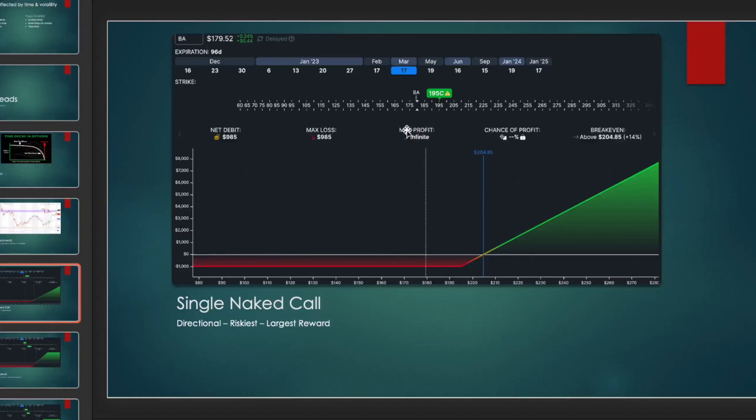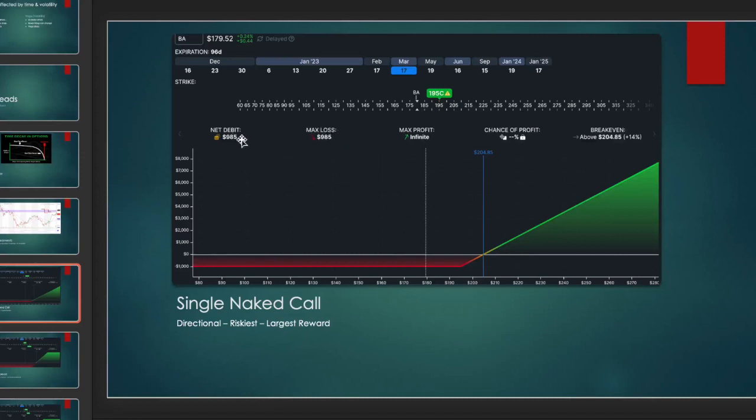So don't be fooled by this, because it's not really infinite. It never is infinite, which means that this is not real. Okay, it is the riskiest, because basically your max profit is infinite, but your max loss is also whatever you pay for it. So you could lose everything.